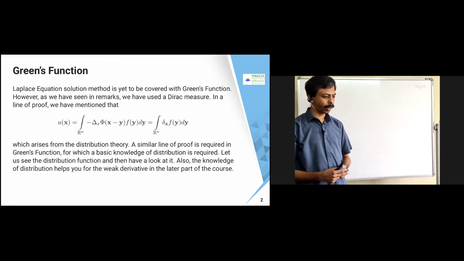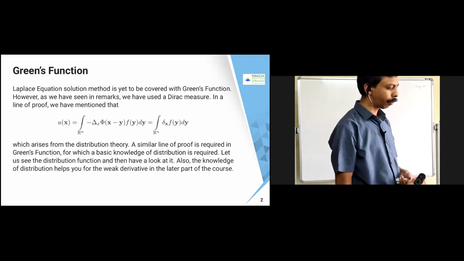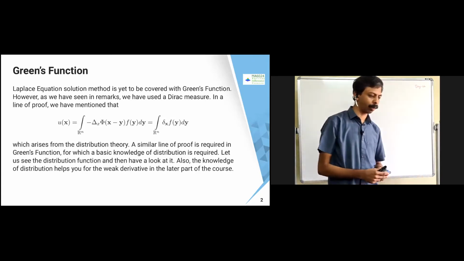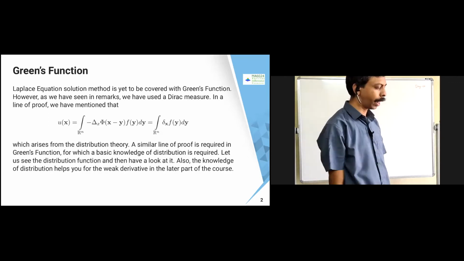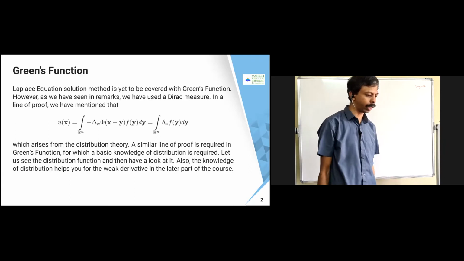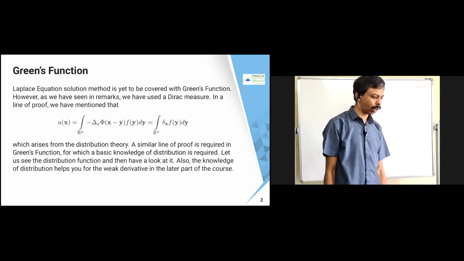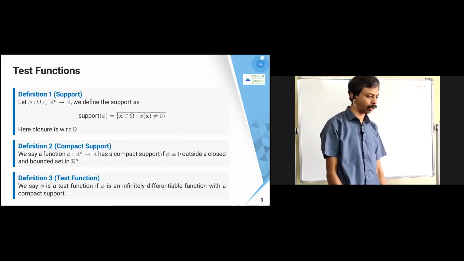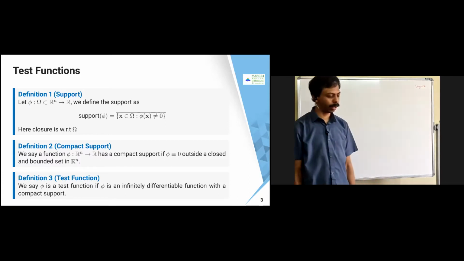Once we are proving the Laplace equation solution method, we have seen the Dirac delta at one stage. So the Dirac delta, we can use this: integral of delta(x minus y) f(y) dy equals f(x), where this last equality arises because of the distribution theory. So in that sense, we just want to know the basics of the distribution theory a little bit.